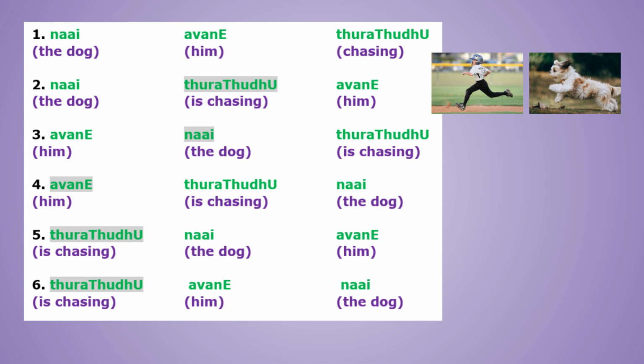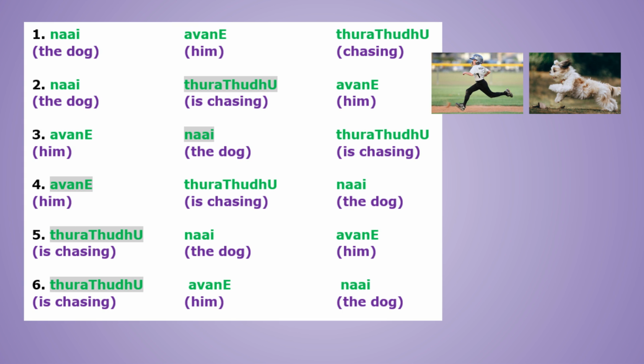I'm adding a little more drama to the way I phrase it, in my tone, but that is for you to understand. Nai thorathadu avana means the dog is chasing him. The third one is avana nai thorathadu. So that is another order we are just changing.